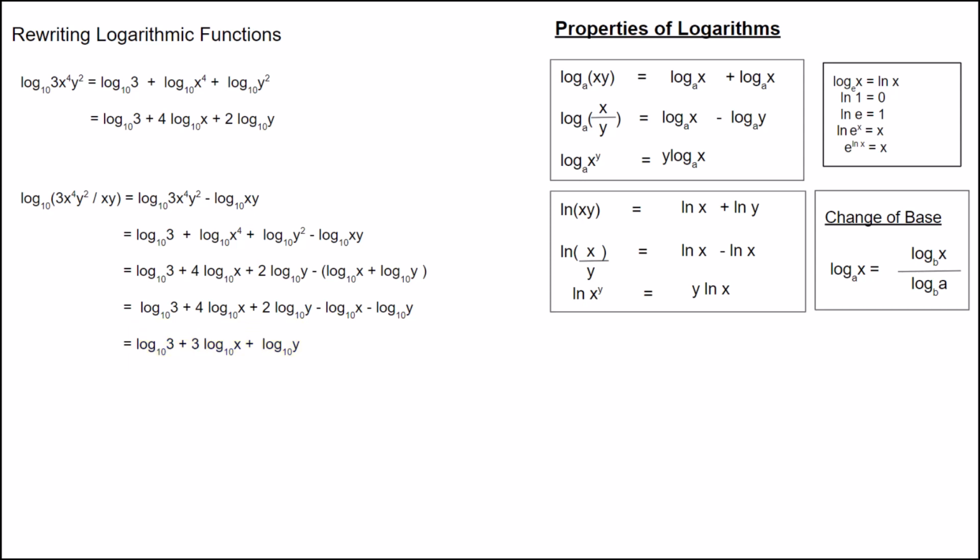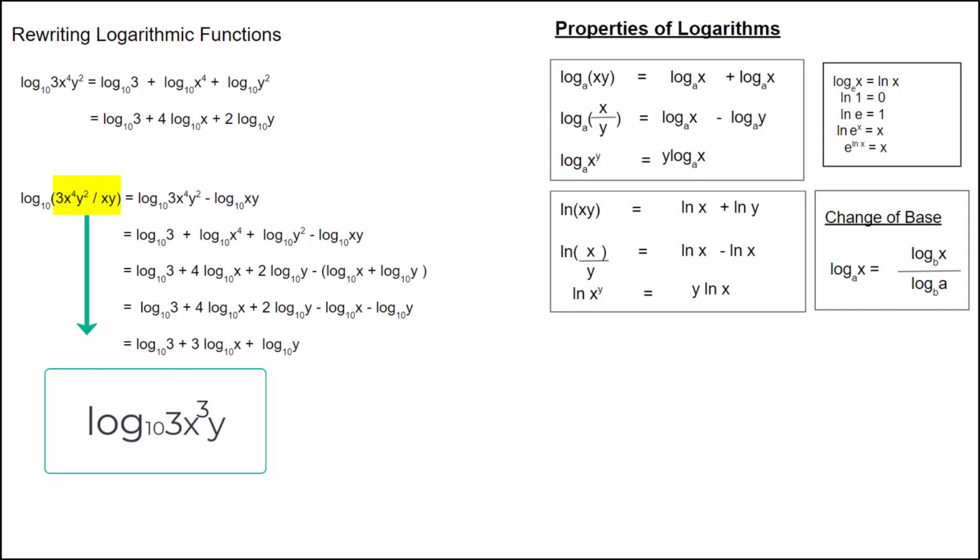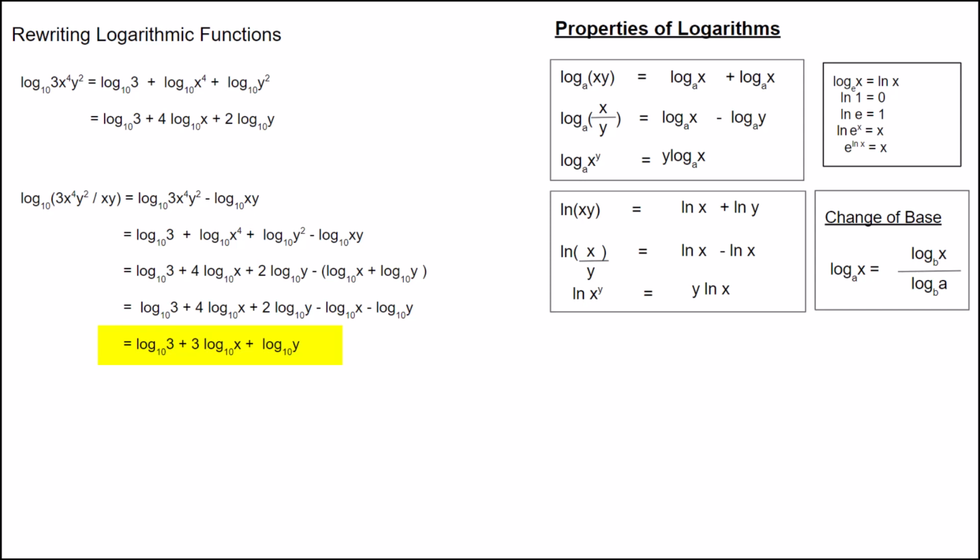Now, we just solved this by breaking it down using the properties of logarithms. But if you'll notice here, inside the parentheses, we have 3x to the fourth times y squared over xy. So is there anything to prevent us from canceling out one of the x's and one of the y's to give us log base 10 of 3x cubed times y? What I'd like for you to do is pause the video and actually start from there, then use the properties of logarithms to simplify log base 10 of 3x cubed times y, and see if you get the answer that we got below. So what answer did you come up with?